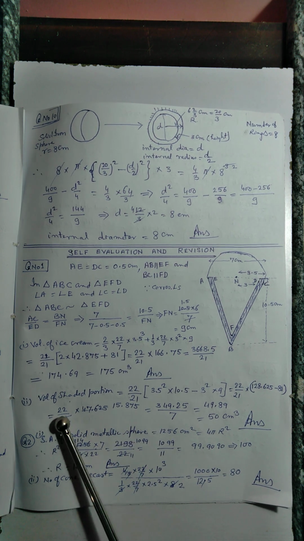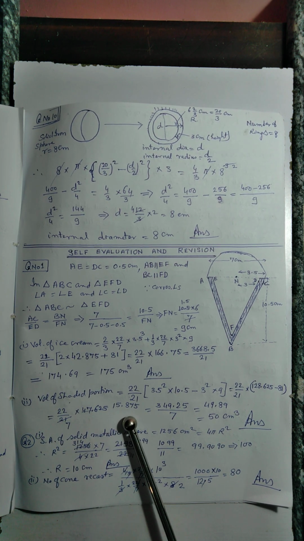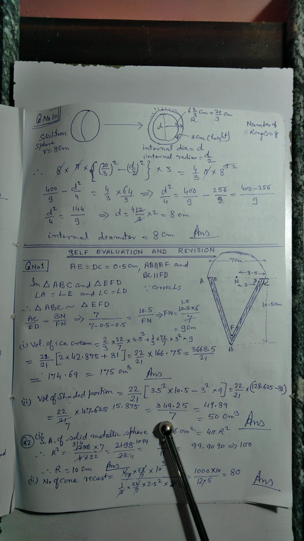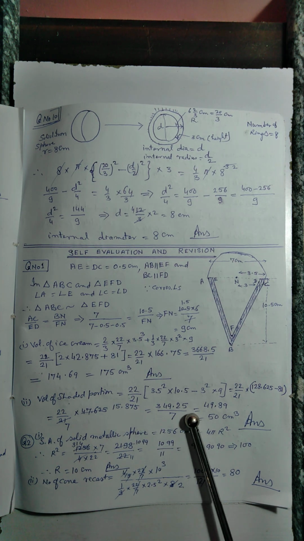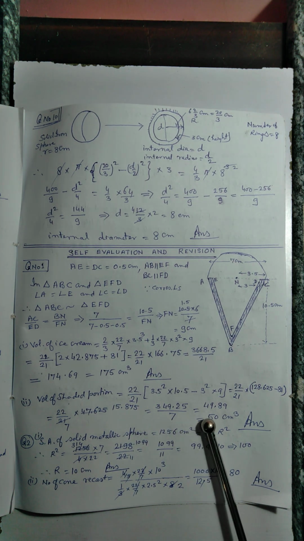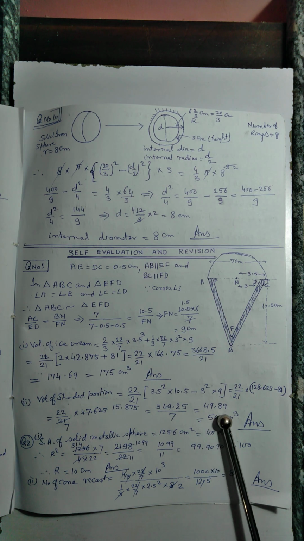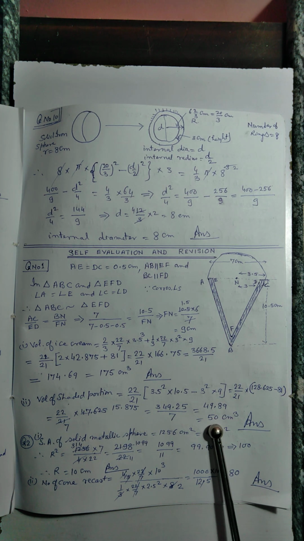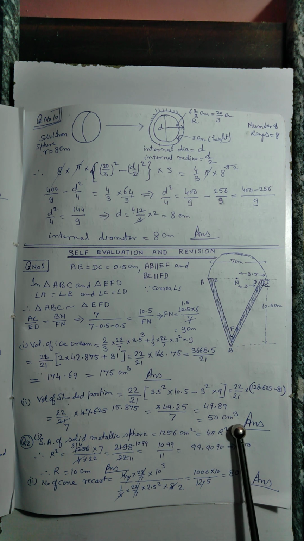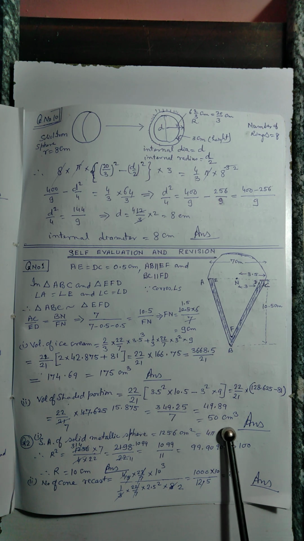So now multiply it, 22 into 15.875, you will get 349.25 divided by 7. Ultimately you will get 49.89. So 49.89 is just approaching 50 cubic centimeter. Hence it will be the answer of this.